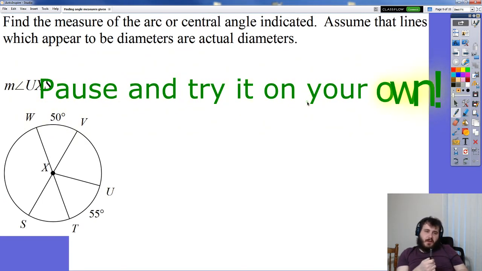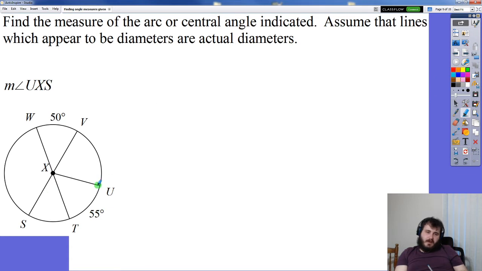Again, take a minute, figure it out. All right. So let's go through. I'm looking for UXS. There's a bunch of ways that we can do this. There's like a billion different ways, actually. And I'm not going to tell you that any one way is better than any other way, but here's the thing.